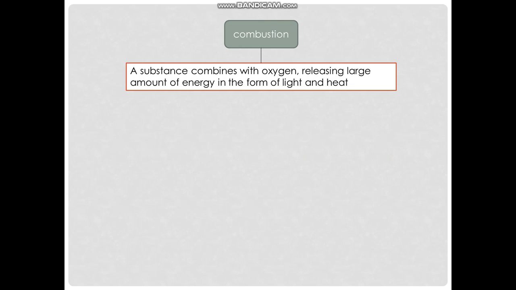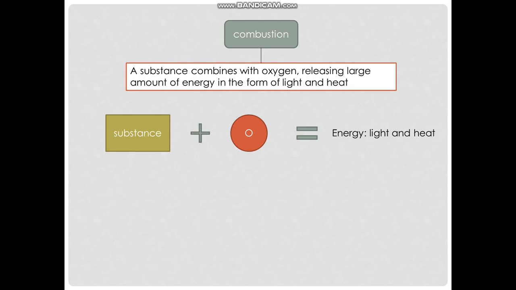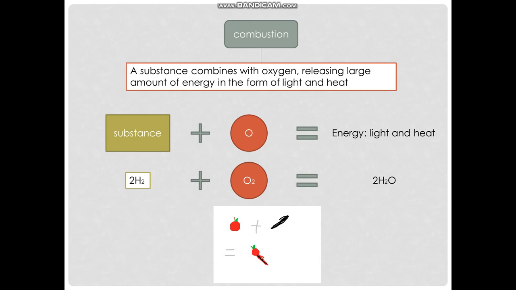And last, there's combustion, in which a substance combines with oxygen, releasing large amounts of energy in the form of light and heat. So here's a substance, and it combines with oxygen, turns into energy in the form of light and heat. Here's an example. 2H2 combines with oxygen, O2, and turns into 2H2O. And here's a different example.